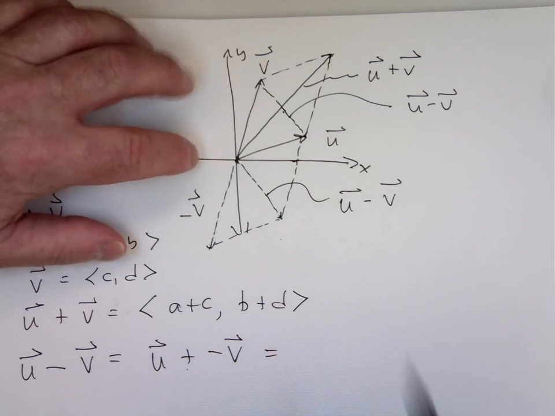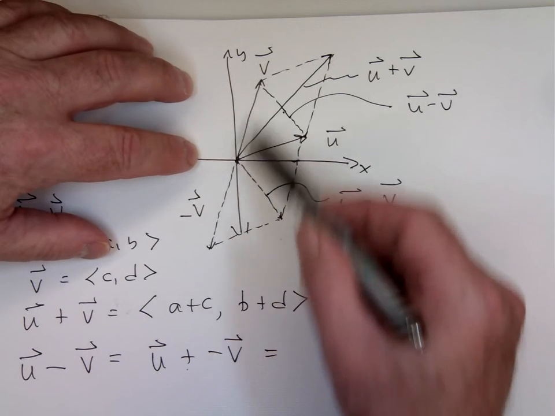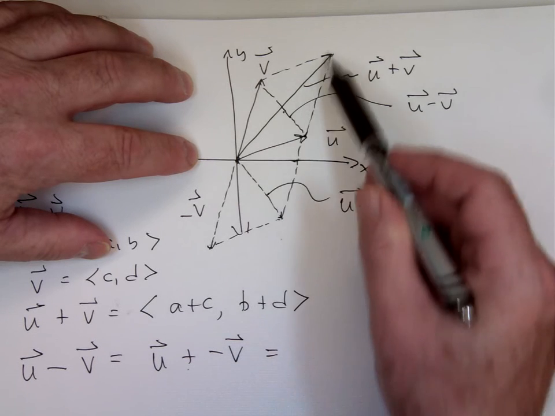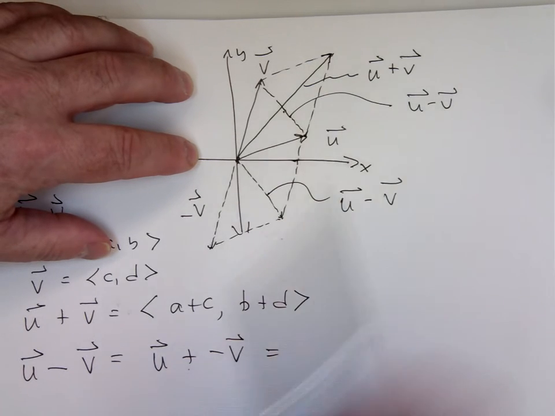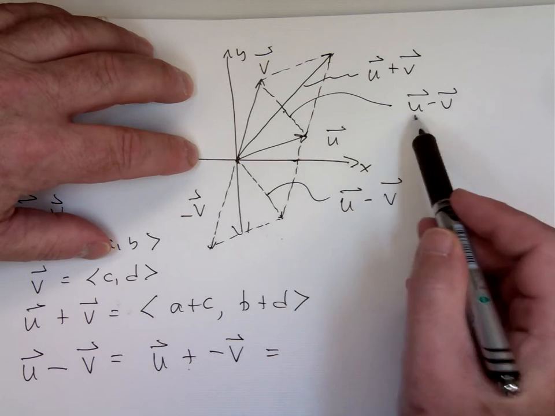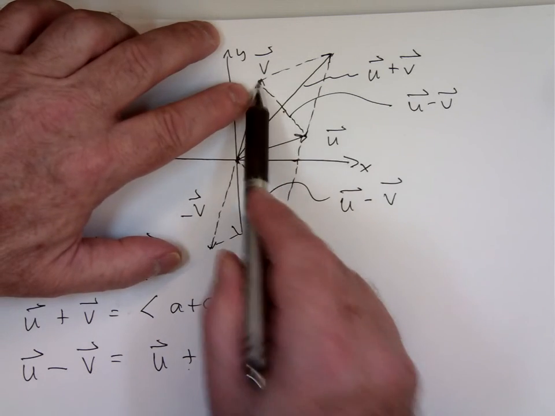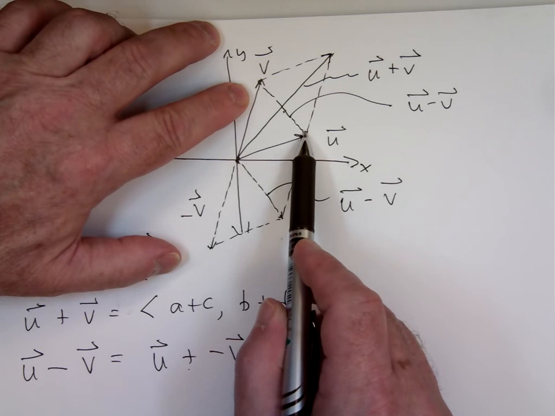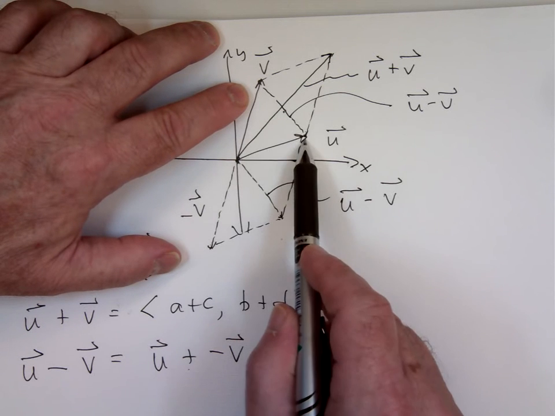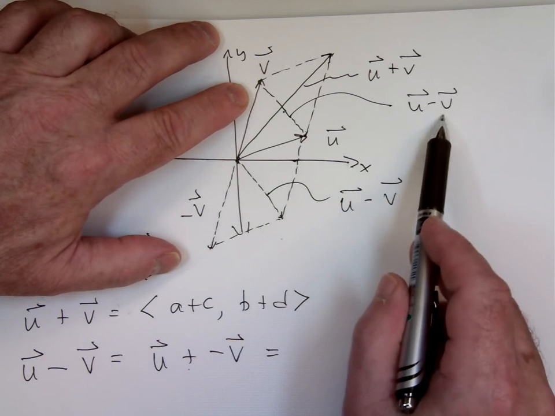U, V. The sum, complete the parallelogram, draw the main diagonal. That's the sum. The difference, complete the parallelogram. The difference is, start at V, go over to U. Okay? That's the only thing you got to remember. It's the other diagonal from V to U. Okay? It goes this way.